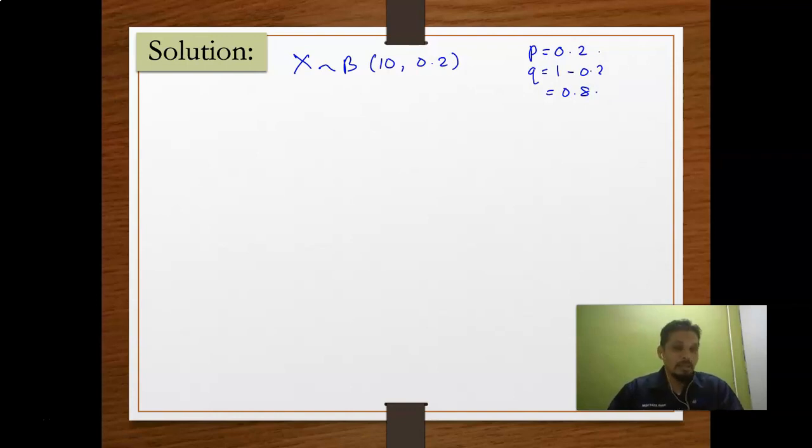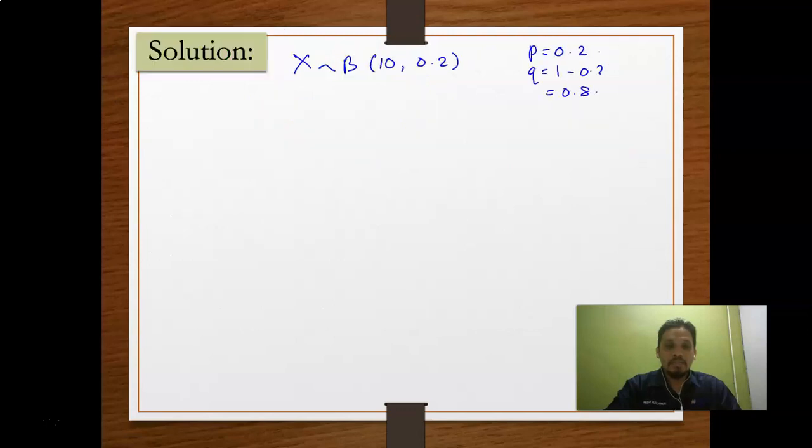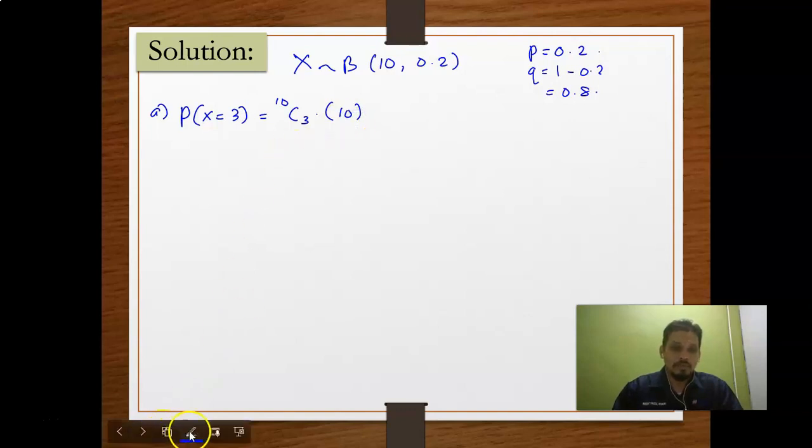Now the first question then. Exactly 3 bulbs are damaged. So A, probability of X equal to 3, which is 10C3 multiplied with 0.2 to the power of 3, and 0.8 to the power of 7.